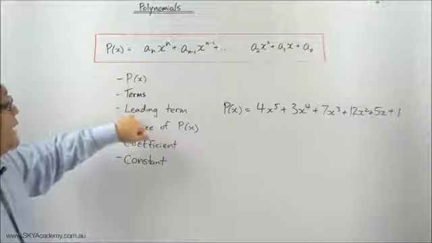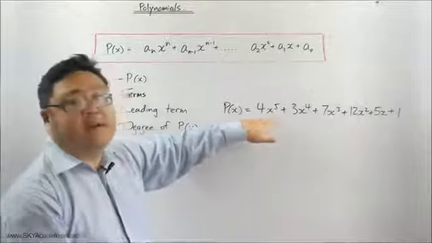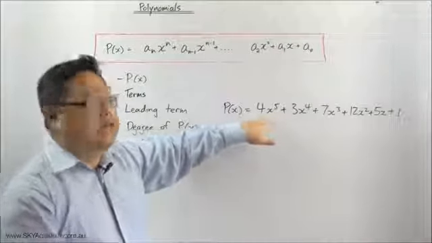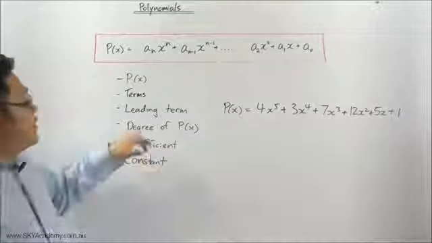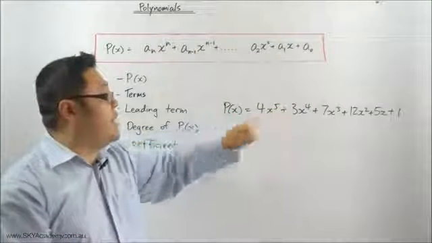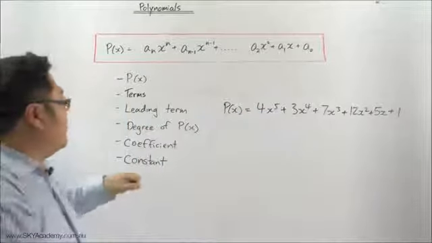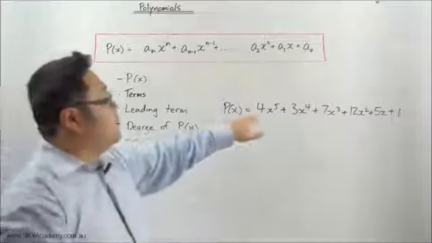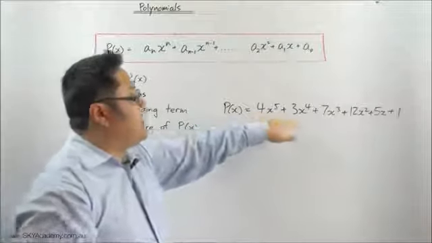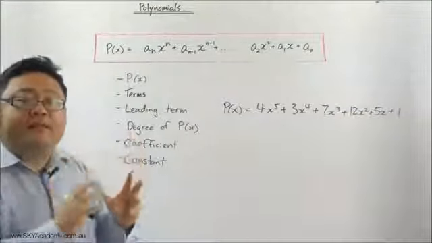All right, the leading term will be the one with the highest power, which is the 4x to the power of 5. That will be the leading term. The degree of the polynomial would be 5 because that's the highest power. Okay? So 5 would be the degree of the polynomial. The coefficients will be 4, 3, 7, 12, 5, and 1. They're the numbers in front.